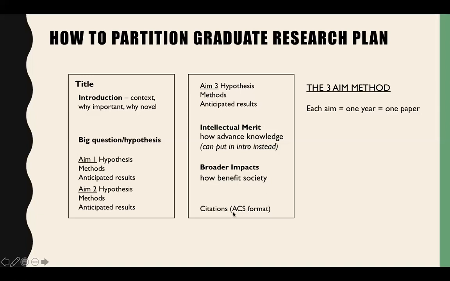And like I mentioned before, I recommend using ACS format because it's the smallest format possible. The NSF will accept any journal citation format, and this is the American Chemical Society. It just happens to be the smallest one. So since you're going to need every ounce of space, I recommend using that one.